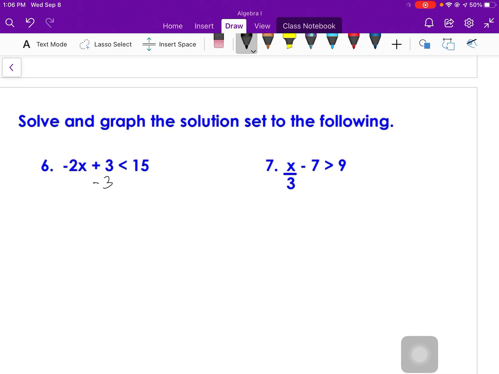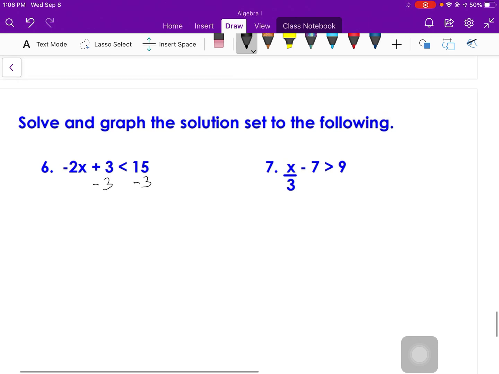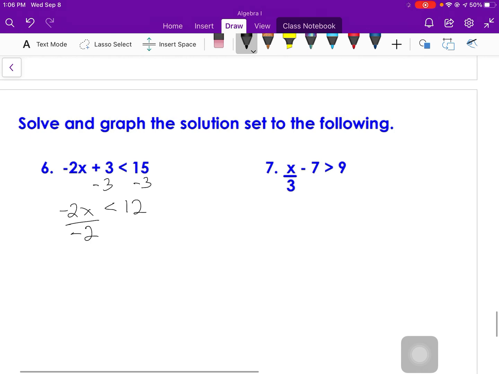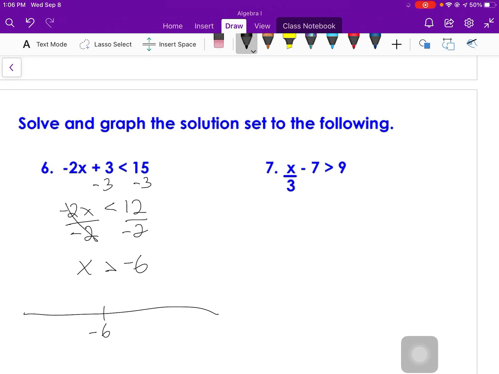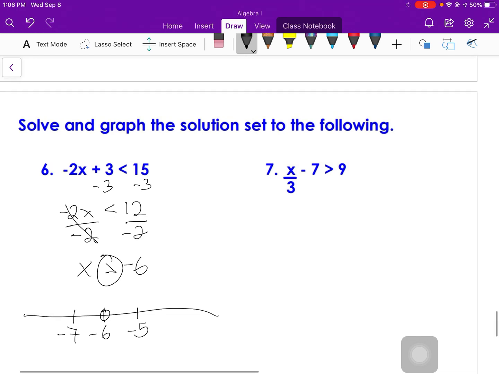Okay, taking away 3. That's not multiplication or division, so I don't even think about switching anything around. Still going to be less than. Divide by a negative 2. Now I need to flip around that inequality, so x is greater than negative 6. So again, I'll go to negative 6. Number smaller, number bigger. Open circle because the inequality doesn't have a line underneath it, and numbers bigger than negative 6, which would be negative 5, negative 4, and so forth.